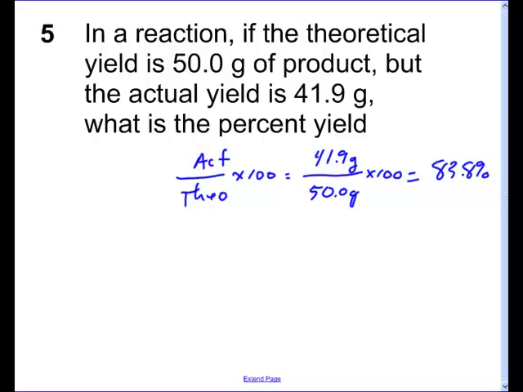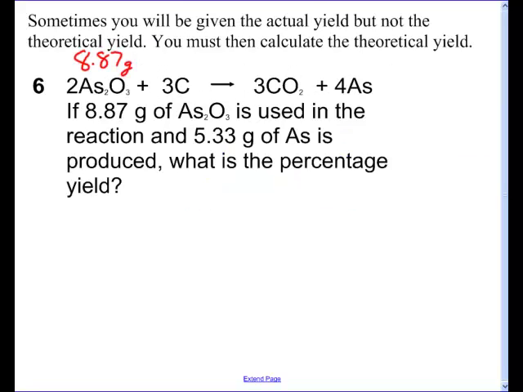Now, that's the easiest way you're ever going to do a problem like this. You're not always going to be given all the information. For example, look at this problem. Sometimes you'll be given the actual yield but not the theoretical yield. So, no problem. We can find theoretical yield because we've been doing that for a while and we're getting really good at it.